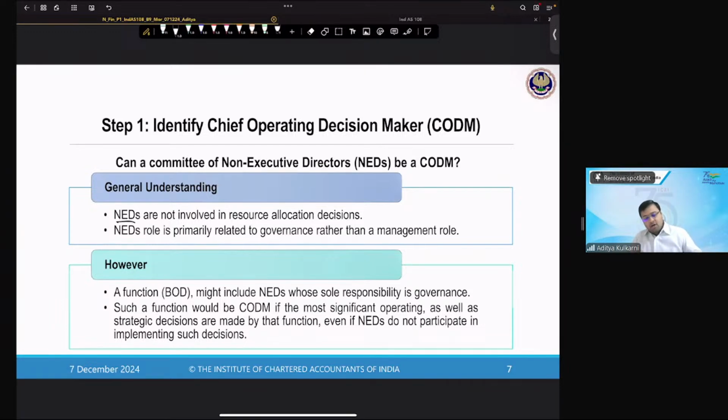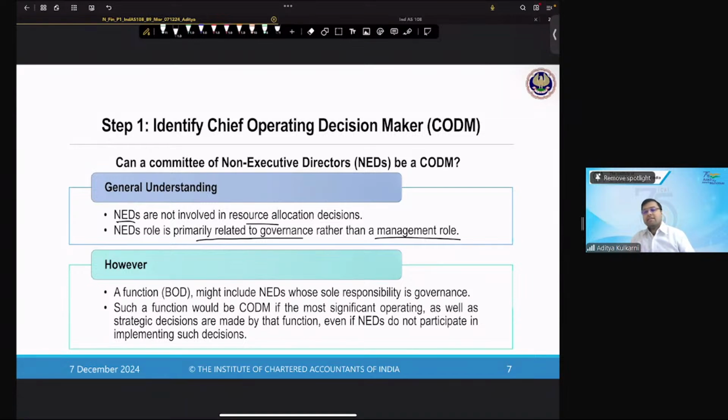They come only for attending board meetings. They have a certain level of expertise, and that expertise they bring at the board meetings, but they are not responsible for the day-to-day functioning. Okay, they are not responsible for the day-to-day functioning. So non-executive directors are not involved in resource allocation decisions. Their role is primarily related to governance rather than a management role.